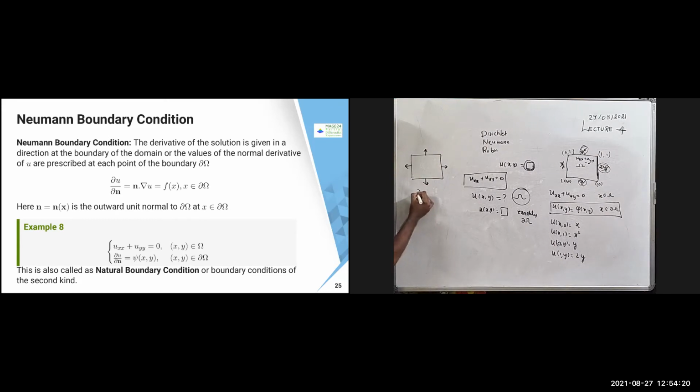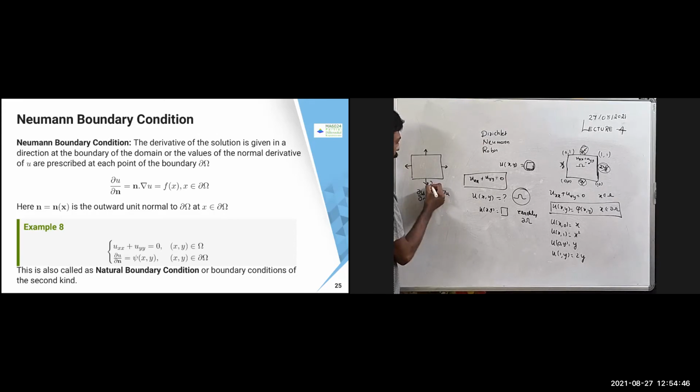Okay, so this I'm going to denote as, let us say, dou u by dou n. So what does that mean? It is nothing but n dot del u. This is called the normal derivative. Okay, u is a scalar function. Take the gradient and take a dot product with its normal vector. Okay, that is called the normal derivative. So if this is known to you, the values of this normal derivative are known to you.